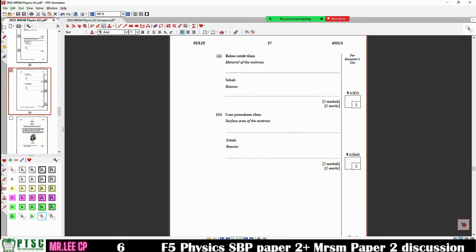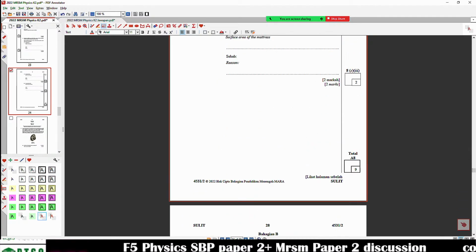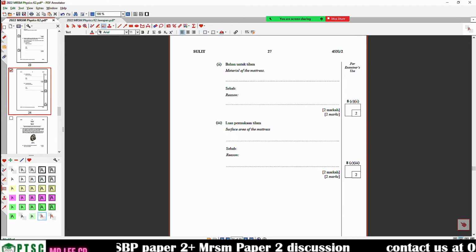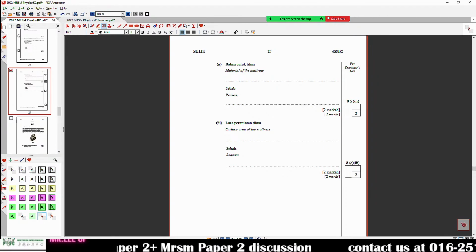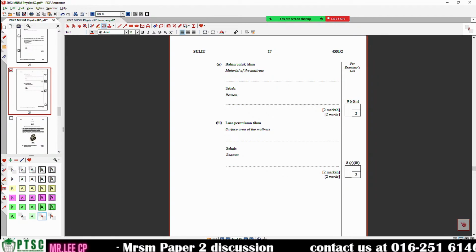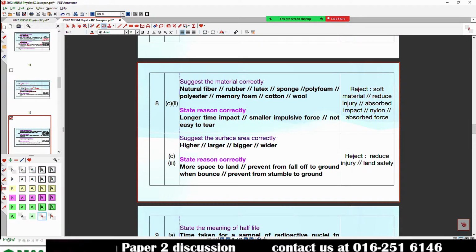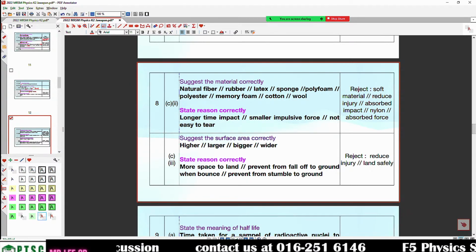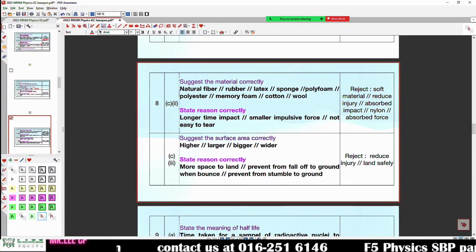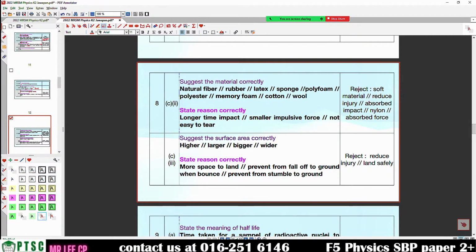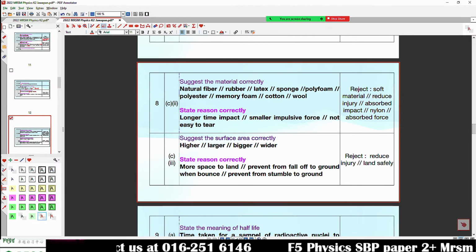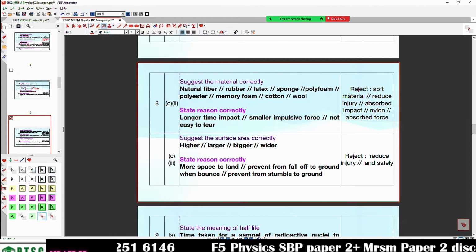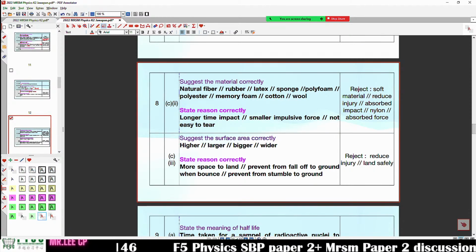Be careful. The last one: the area of the mattress has to be bigger, so it can cover, so that the athlete will not fall out of the mattress. More space to land, prevent falling out of the ground when bouncing, prevent stumbling to the ground. Reduce injury is not acceptable. Because you want to land on a bigger area. If you say your area is small, you will reduce the injury, that is wrong.